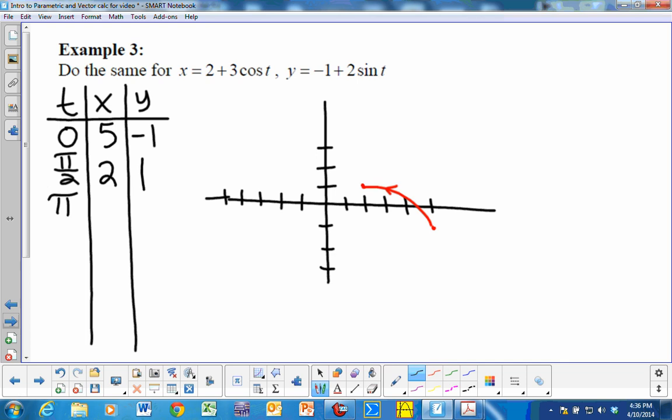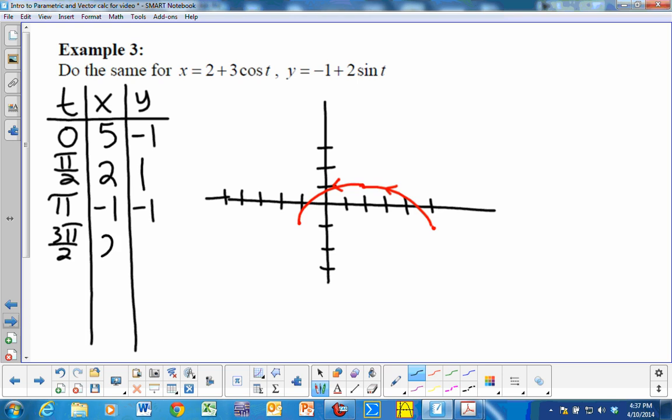So next one that's on a quadrant would be pi. So if we plug in pi, cosine of pi is negative 1. 2 minus 3 then is negative 1. Sine of pi is 0, so we get negative 1. So now we have the point negative 1, negative 1. So we seem to be coming around here like this. We can put an arrow there. And then let's go to 3 pi over 2.